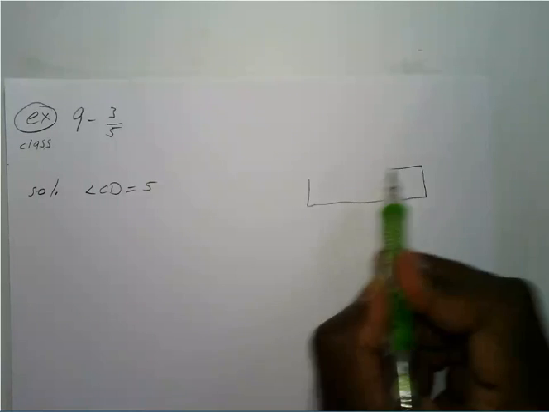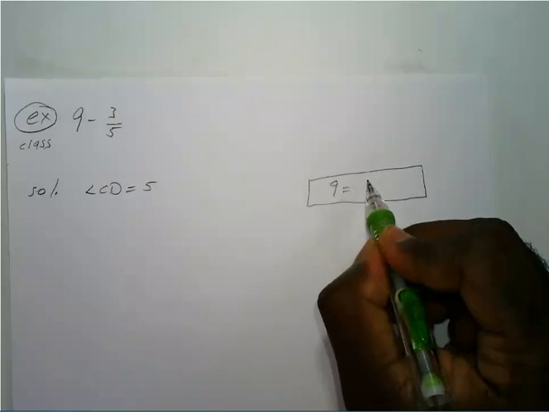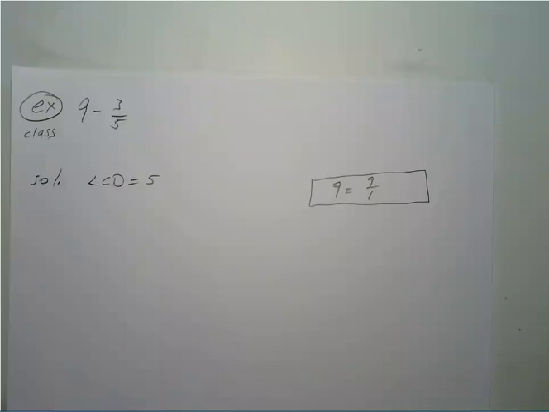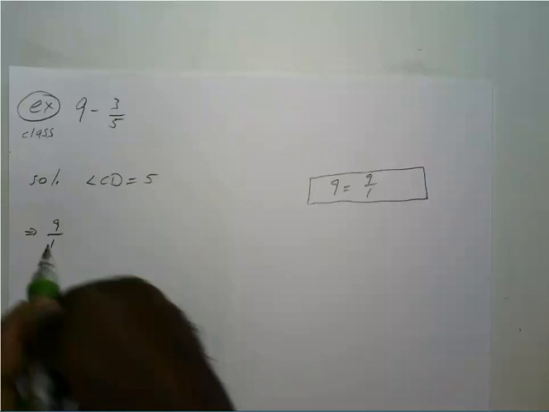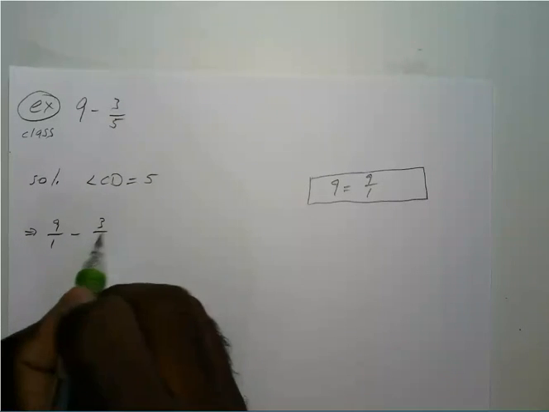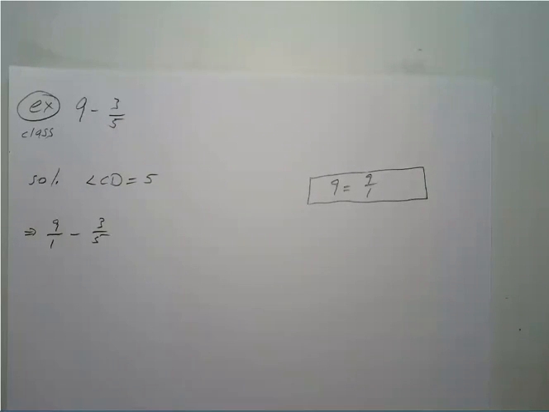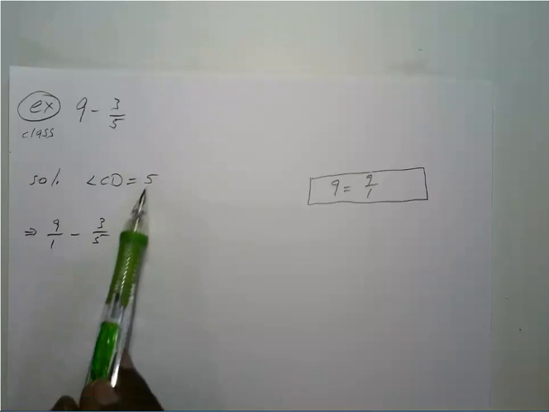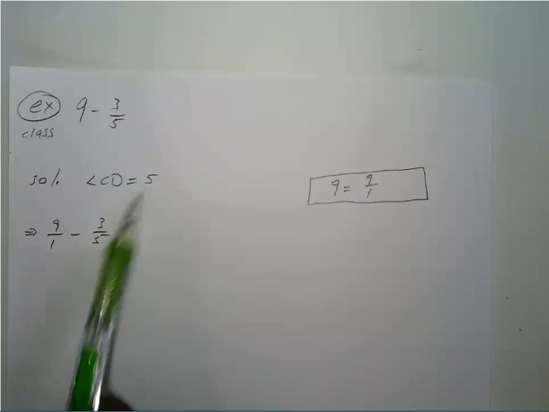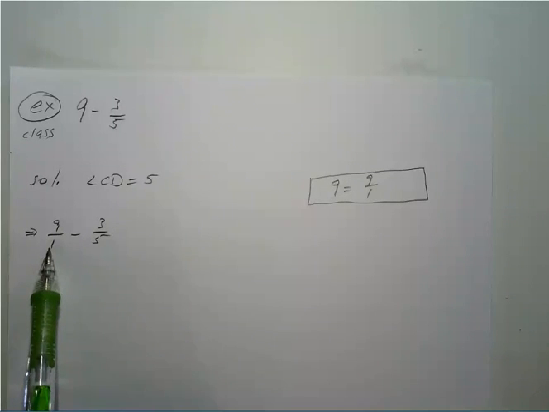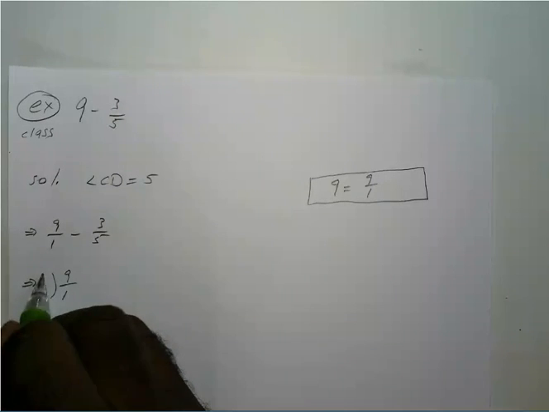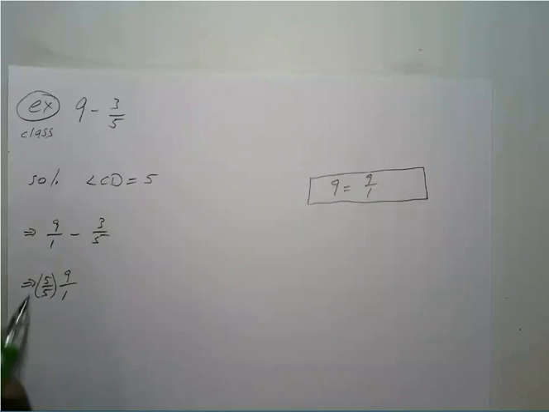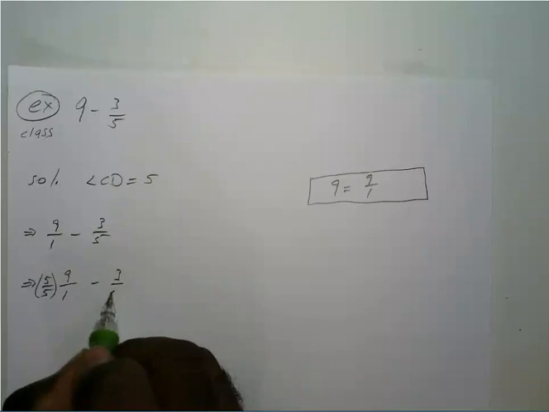Okay, since we know that 9 is equal to 9 over 1, you have 9 over 1 minus 3 over 5. Now this denominator is already equal to your least common denominator. So how do we make 1 equal 5? You multiply by 5. So you have 9 over 1 times 5 over 5. Remember, whatever you do to the denominator, you have to do to the numerator. Minus 3 over 5.